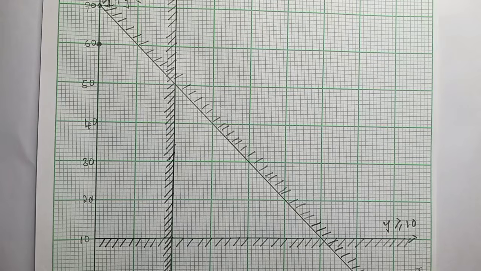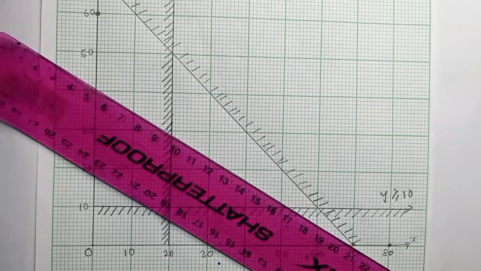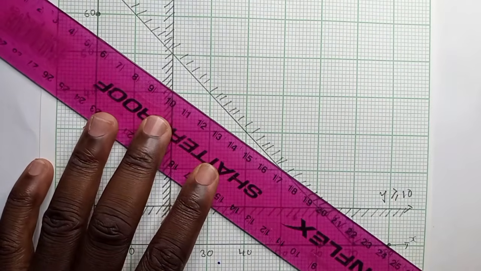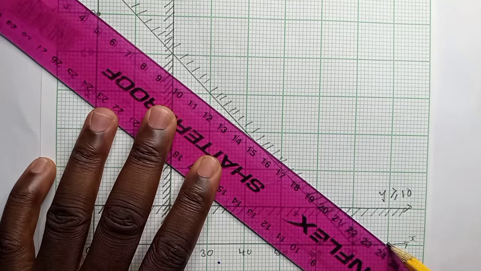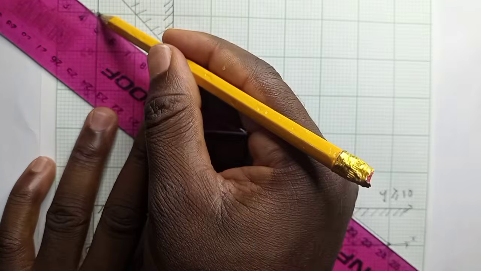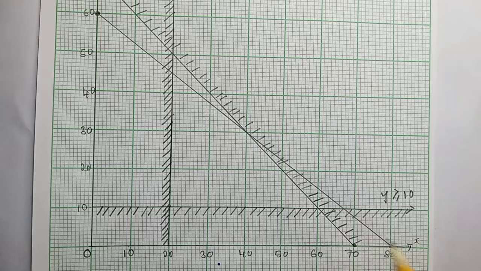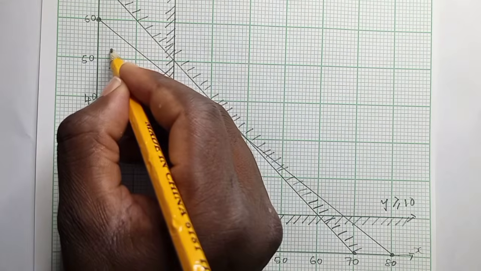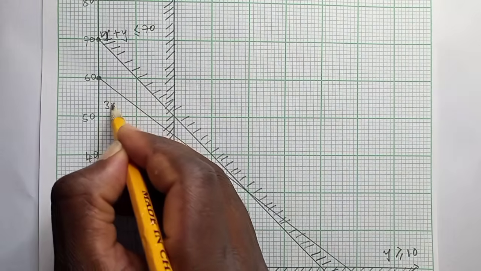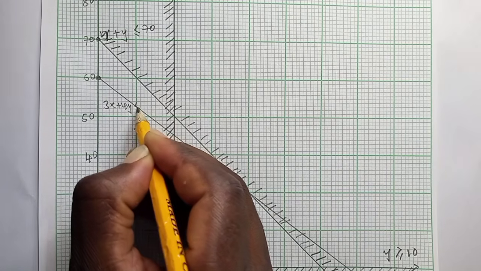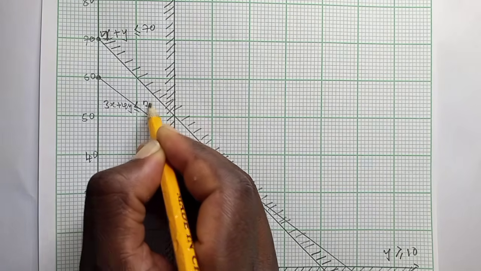So now we join. So we join these 2 points, 60 and 80. 60 is right here, 80 is here. So we've joined. And we write, this is 3x plus 4y is less or equal to 240.